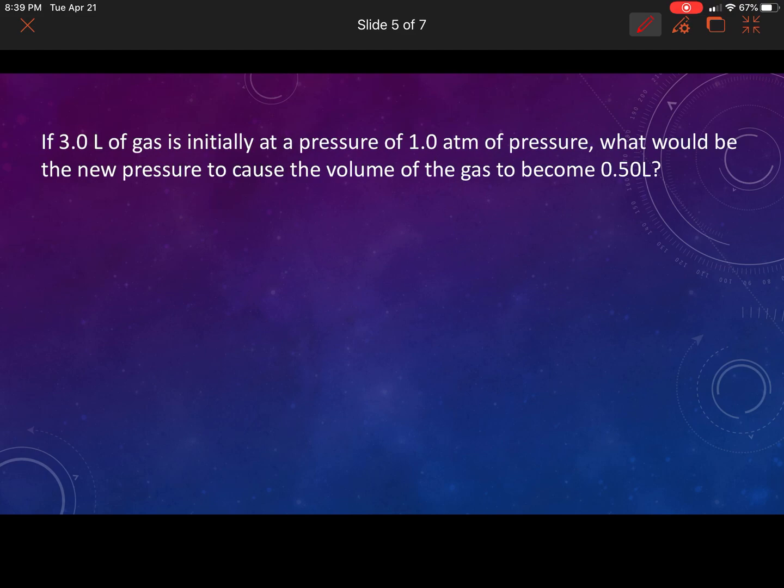Okay, so we're going to go right to working through a problem here. So question, if 3 liters of gas is initially at a pressure of 1.0 atmospheres of pressure, what would be the new pressure to cause the volume of the gas to become 0.50 liters? I find the most difficult thing with these is just that people sometimes have a hard time figuring out which variable is which.